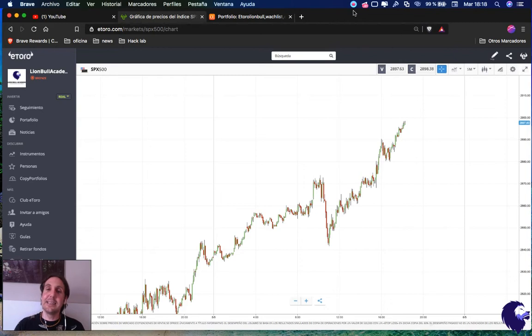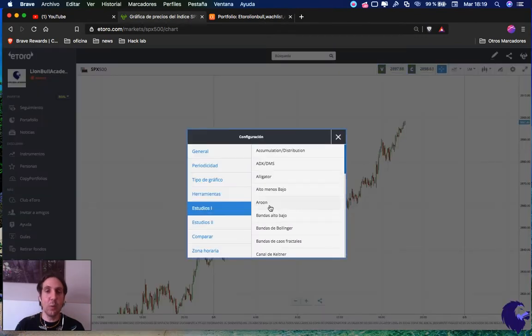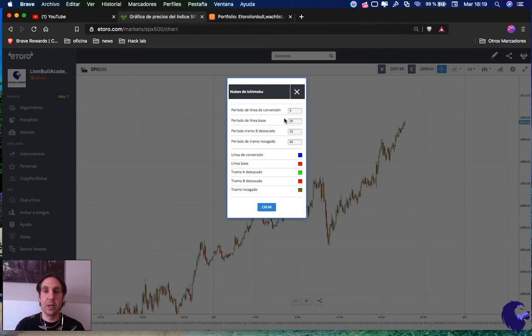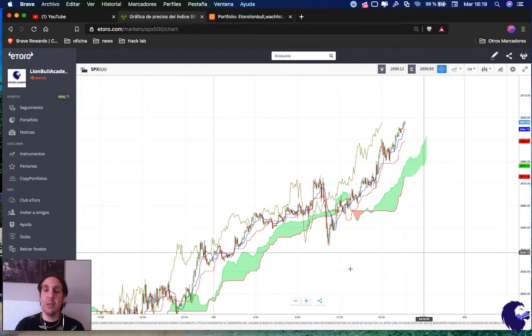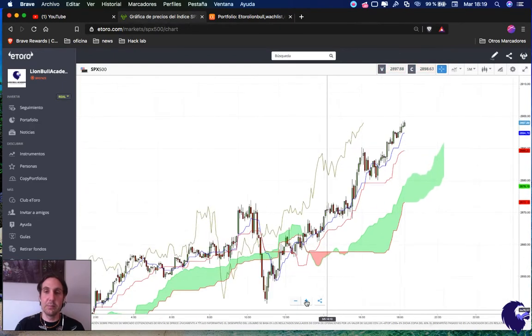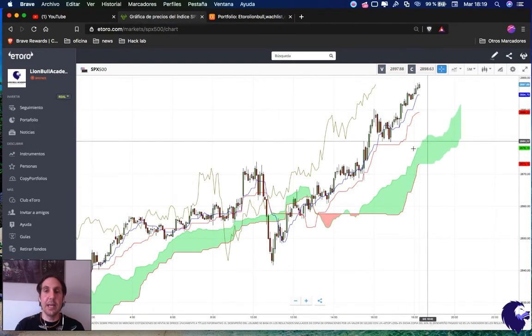Okay, let's start by putting the indicator inside the chart. We click here, we need this kind of pen, we click Study One, then we find the Ichimoku clouds, we leave it as it is. Now I will explain how it's working, and you have here the Ichimoku lines and the clouds. Let's explain what everything is.